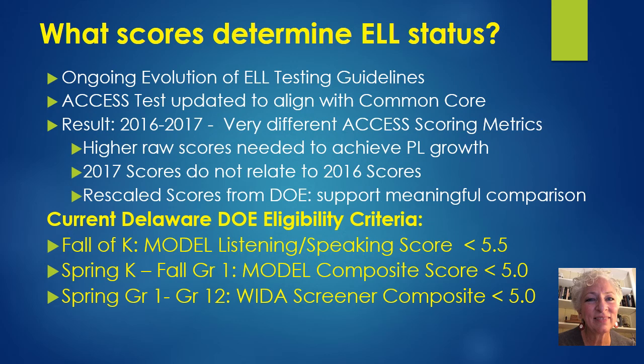And then from the spring of grade 1 all the way up to grade 12, you would administer the WIDA screener, and the cut score, the eligibility score, would be anything less than 5.0 overall, the composite score.